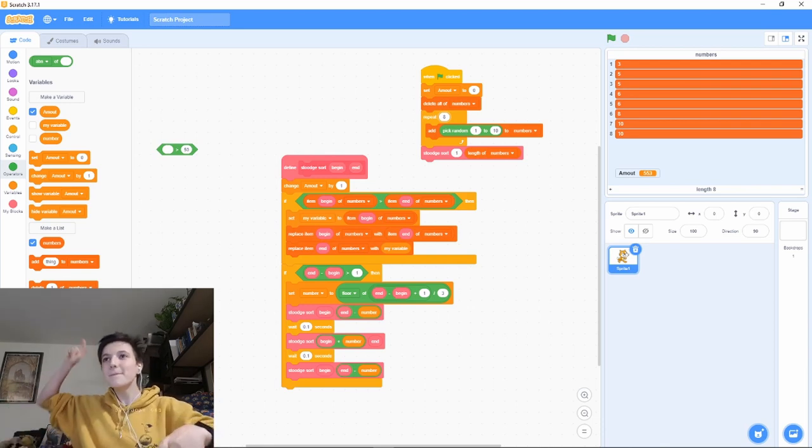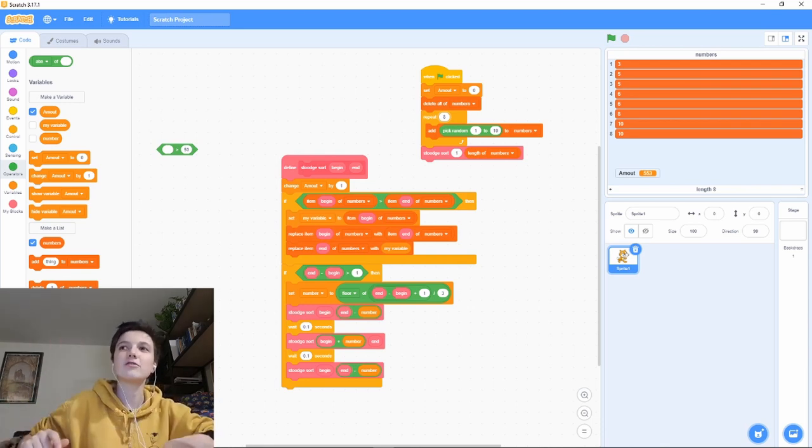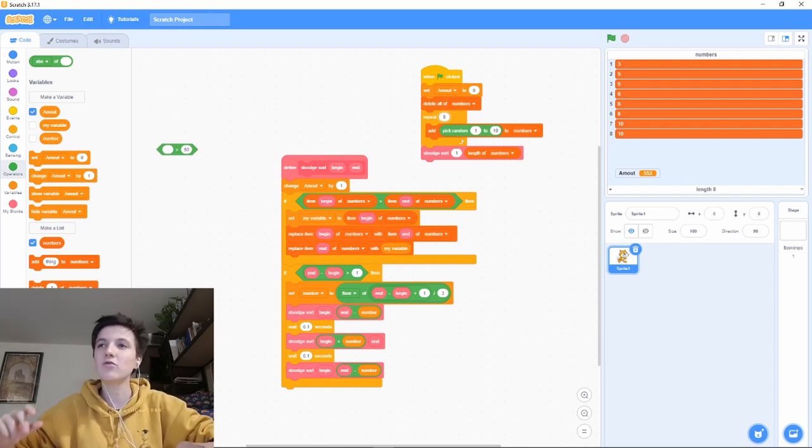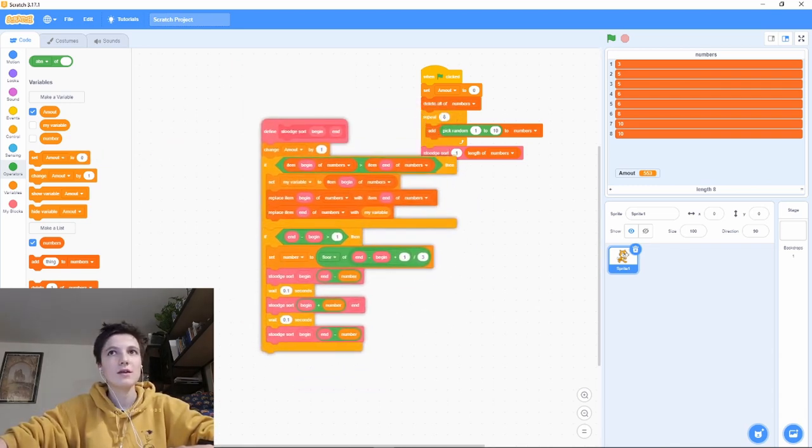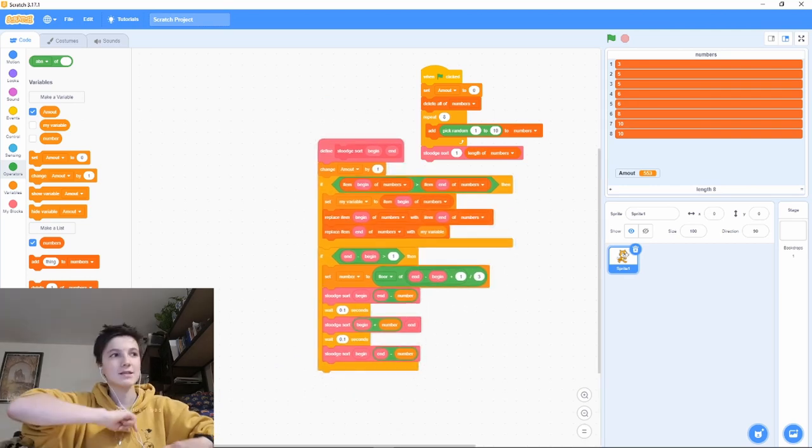And look, it's 553, which is insane. It's not a very efficient algorithm, but it is an algorithm. And yeah, that was it. See you next time.